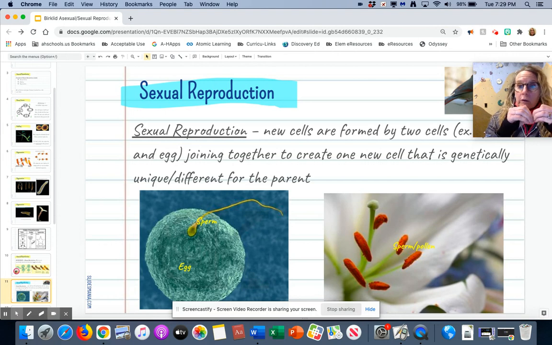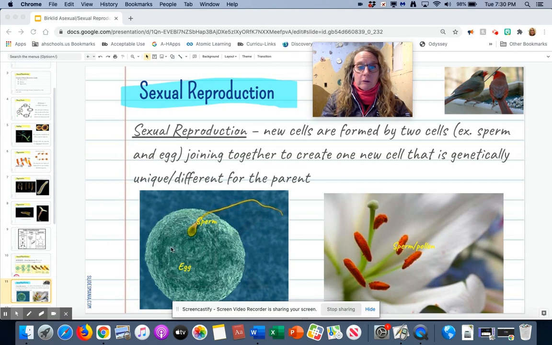You have some traits from your mom and some traits from your dad because you inherited half of your genetic information from each parent. So in sexual reproduction, two cells come together, usually a sperm and an egg, to create one new cell, the fertilized egg, that is genetically unique or different. So when the sperm and egg come together, it creates, let's just say, a human that then develops into a unique individual that is not exactly like either parent.